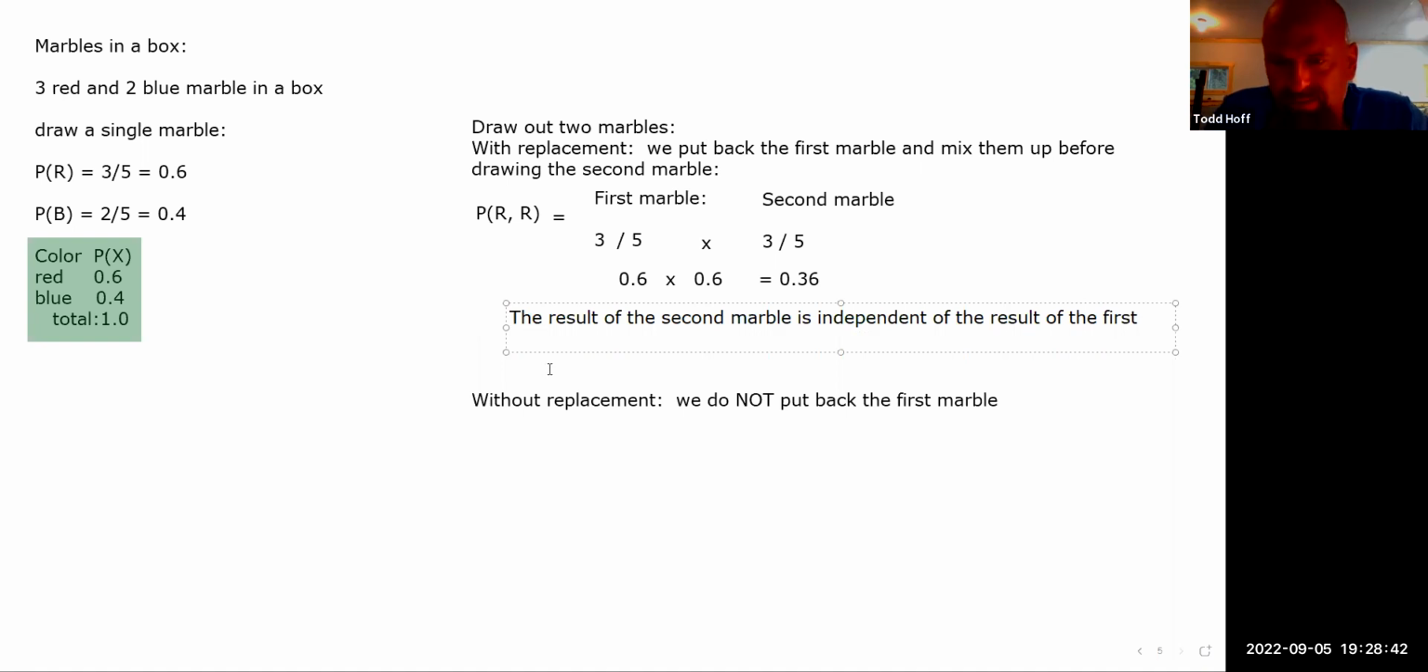So these were independent because the result of the first one did not affect the result of the second one. Without replacement, though, means that the first marble does not get put back.